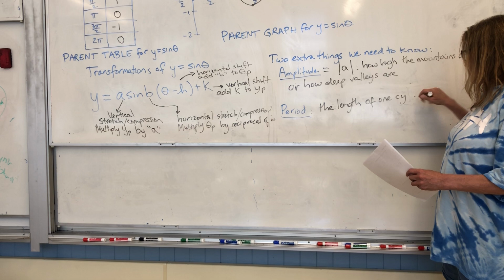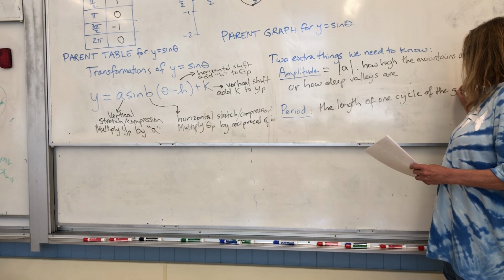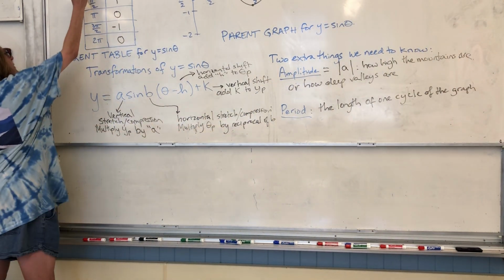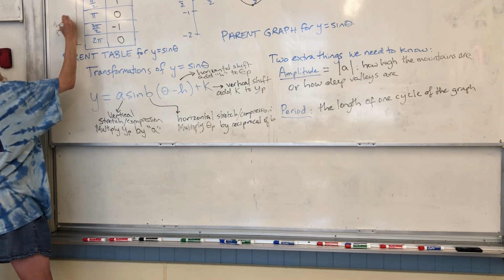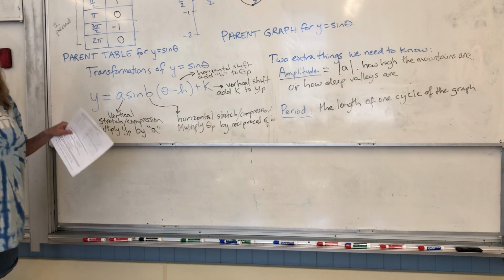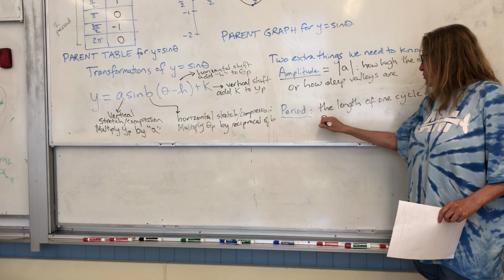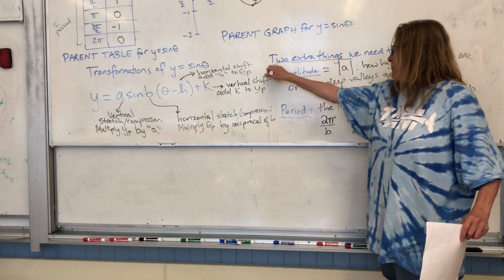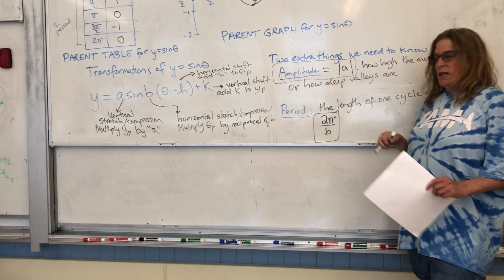Oh, yes, I can spell cycle. Okay, so I can see it. This is basically one period right here. Right, because then it's going to repeat itself after that. So the way I do that in the equation is my period is equal to 2 pi over b, right? So amplitude is absolute value of A, and period is 2 pi over b.